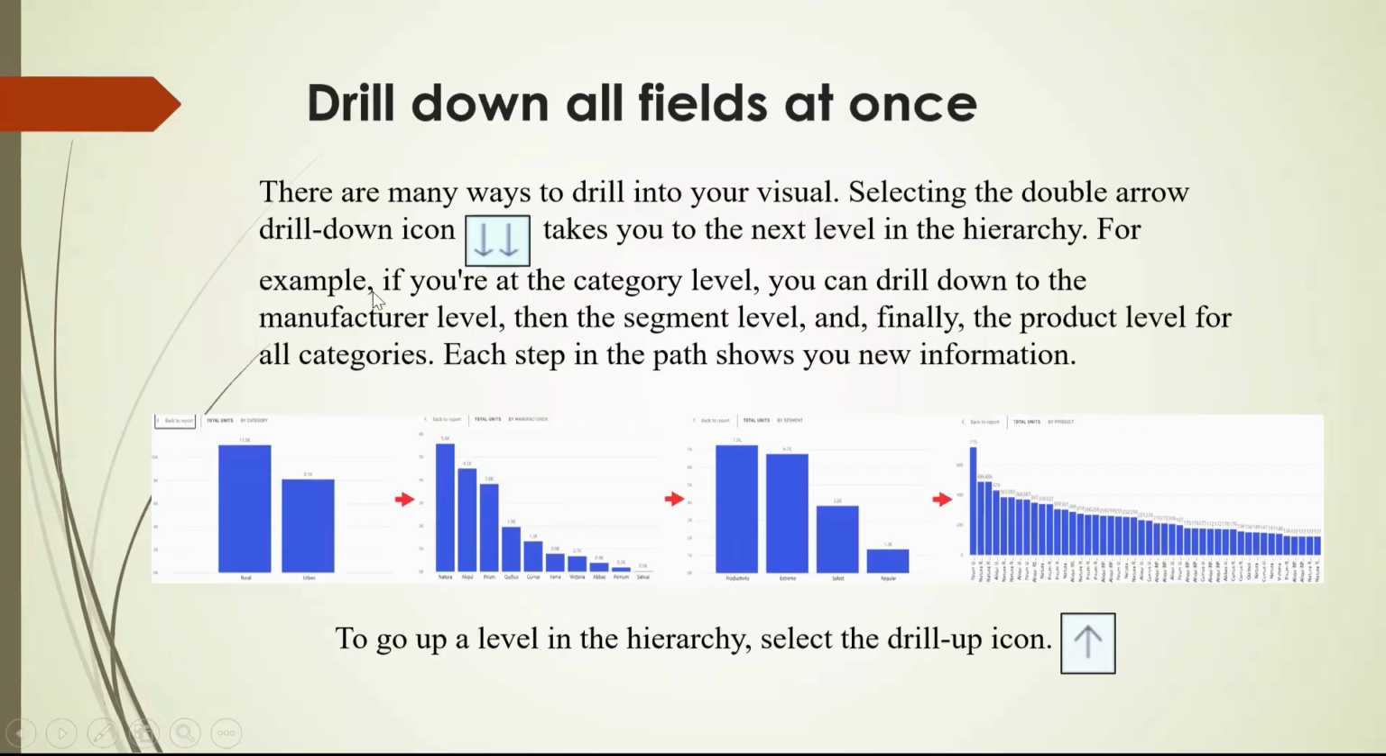For example, if you are at the category level, you can drill down to the manufacturer level, and then the segment level, and finally the product level for all the categories. Each step in this path shows you different information. If you want to reverse back, suppose from here to this category, use the drill up icon. This will take you back up the hierarchy.